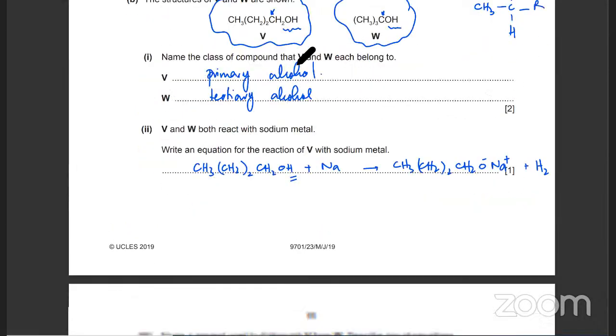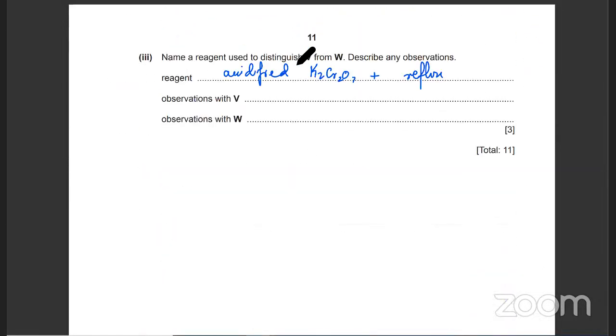One of them is going to get oxidized, the primary one. So the primary alcohol will get oxidized, so V will get oxidized. What is the color change that's going to happen? It's going to be orange to green. You have to remember that K2Cr2O7 has this color change. And the other one, tertiary alcohol, has no reaction.